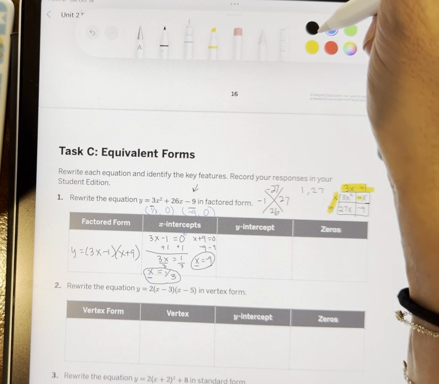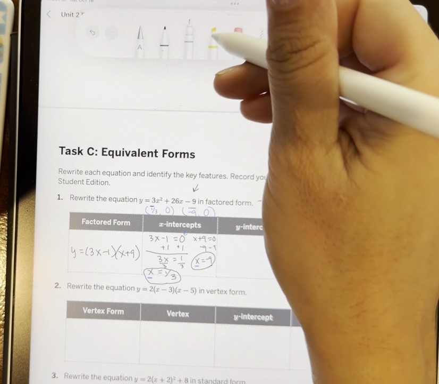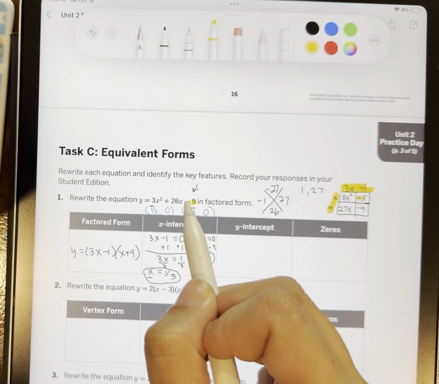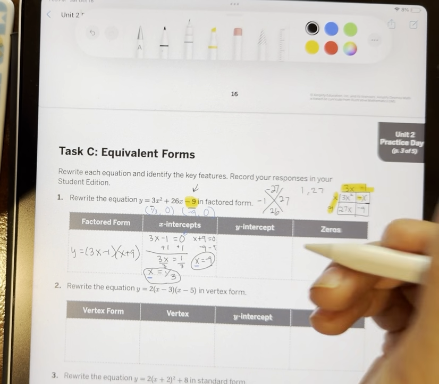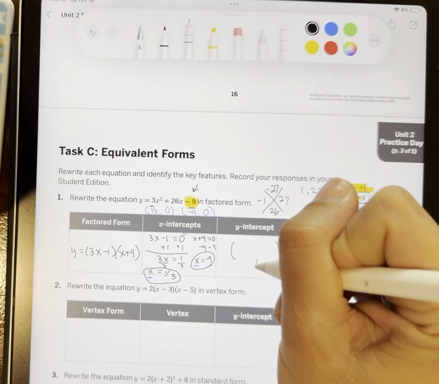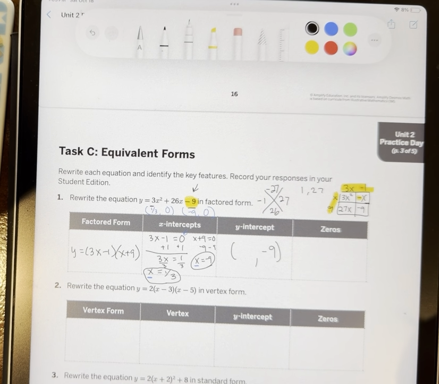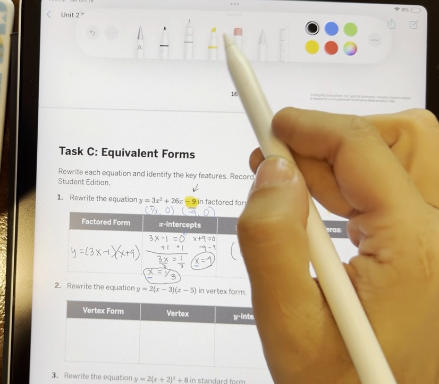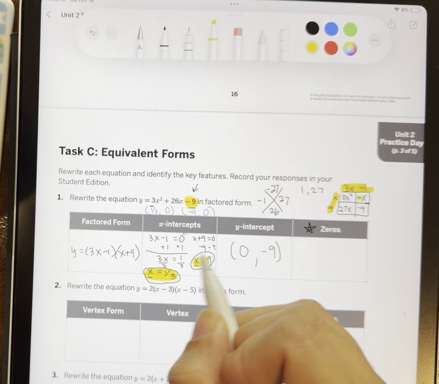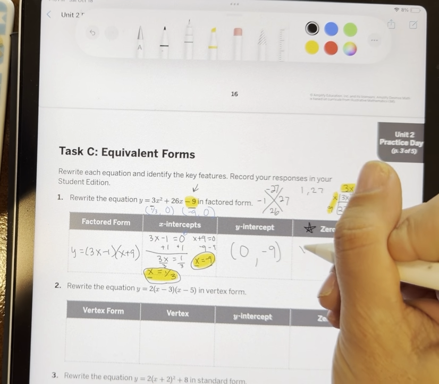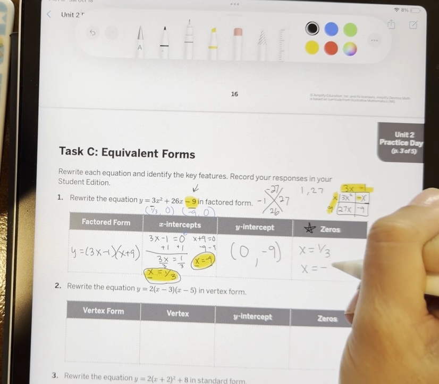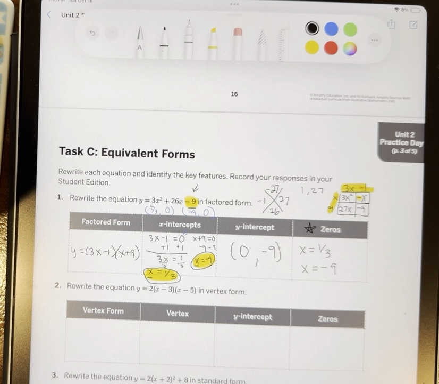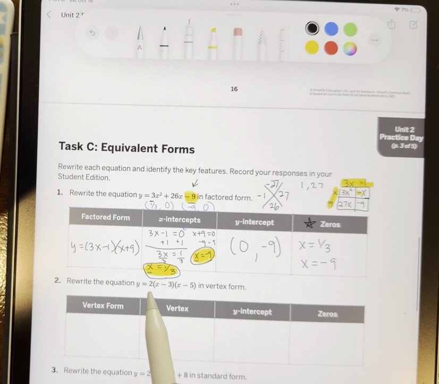Y-intercept. Well, that one I've actually known all along, because in standard form, the number all the way at the end is the y-intercept. We just dress it up like a y-intercept by putting that number where the y goes, and a 0 for the x this time. Okay? Now zeros, if you have found x-intercepts, you've already found zeros. Zeros are these guys, just like the x values, like x equals 1/3 and x equals negative 9. Done.